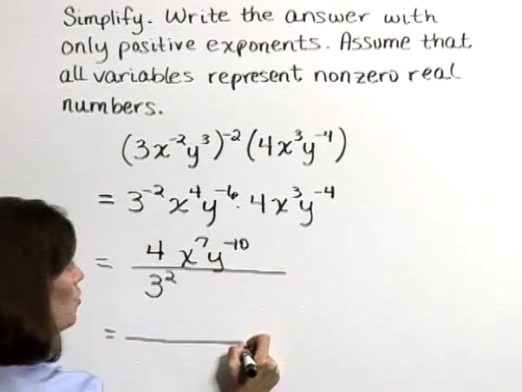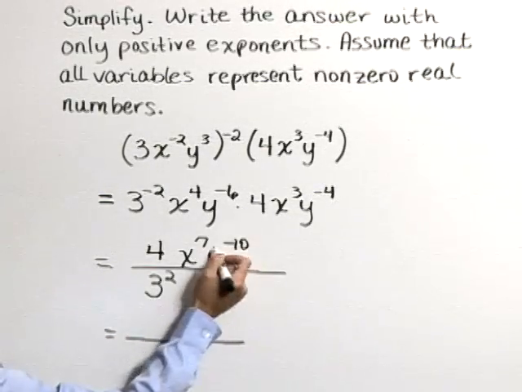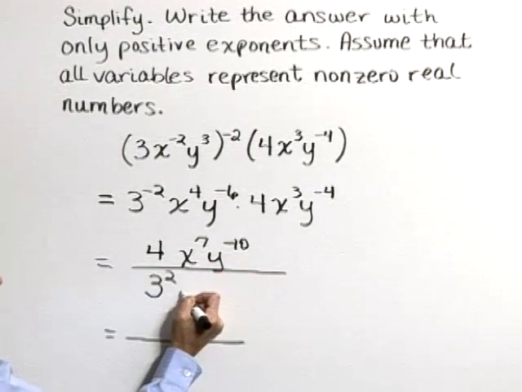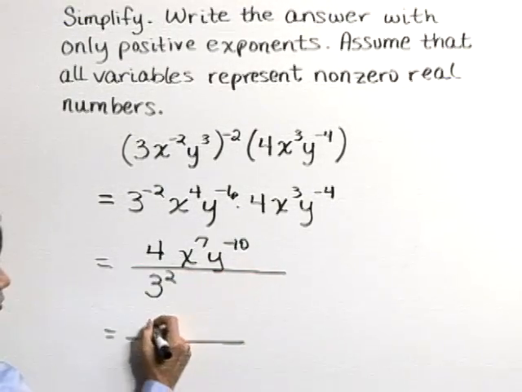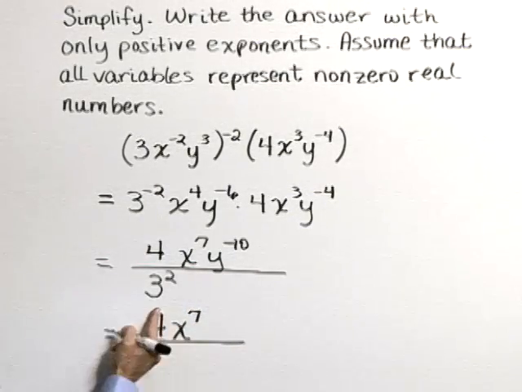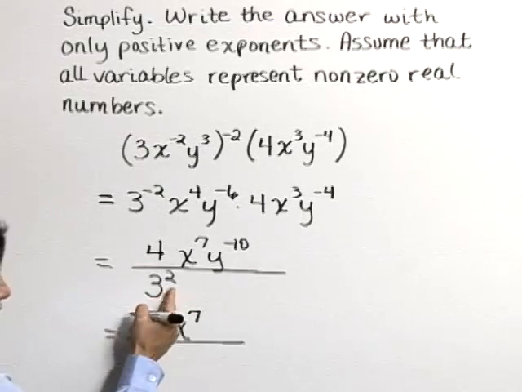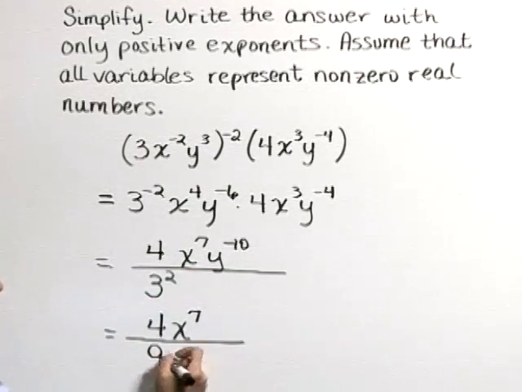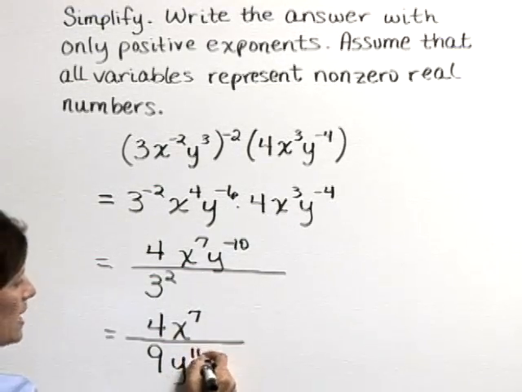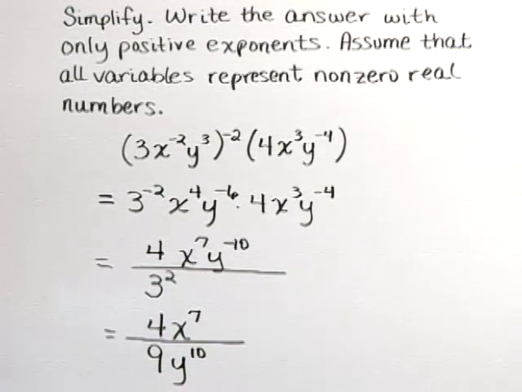Now, as a last step, we want to make sure we write our answer without any negative exponents. So let's bring this y factor down into the denominator. Our numerator will contain a 4 times x to the 7th. The denominator is going to contain this 3 squared, but let's call that 9. And as we bring that y value down, that becomes y to the positive 10th. In simplified form then, our answer looks like 4x to the 7th all over 9y to the 10th.